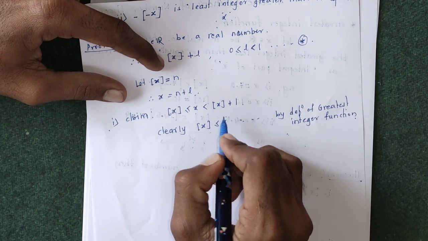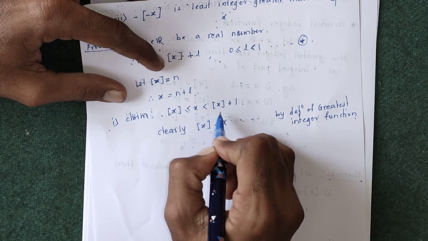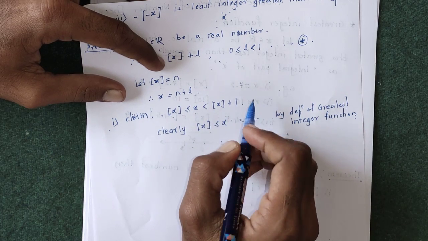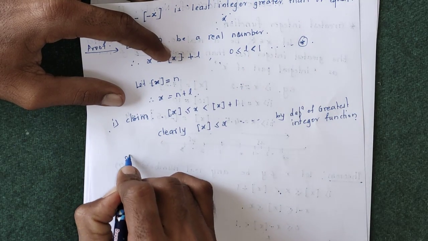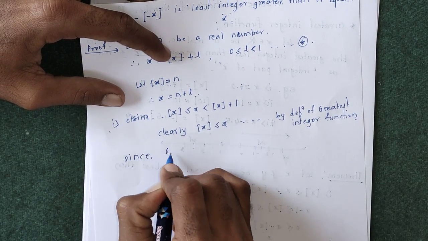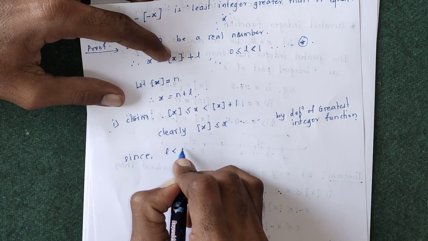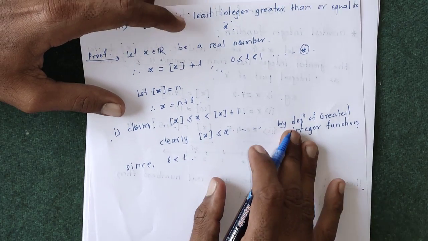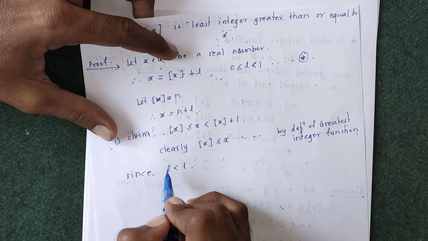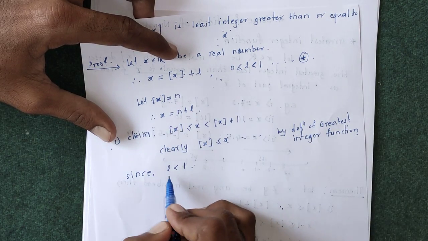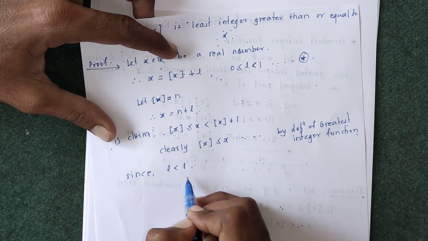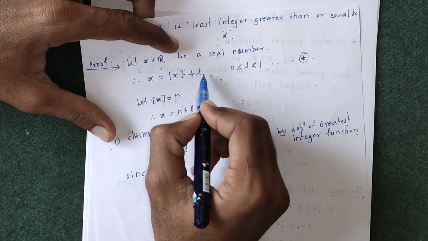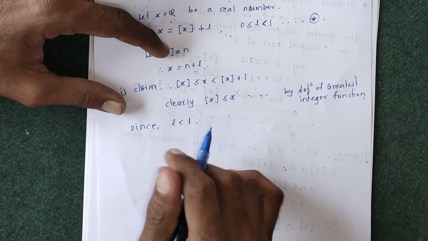This is one case. Now, we are going to prove x is strictly less than integral part of x plus 1. Since this small l is less than 1, if we add integral part of x on both sides, then we get integral part of x plus l is less than integral part of x plus 1, and integral part of x plus l is x. So, our result is proved.